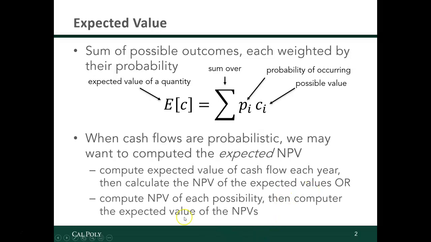Or you can compute the net present value of each possibility first. Maybe that's a little simpler. You've got a 10% chance of these cash flows, a 20% chance of these cash flows, and a 30% chance. Well, all the possibilities have to add up to 100%. So let's say we've got these possible cash flows, their probabilities add up to 100%, and we compute the net present value of each of those possibilities, then compute the expected value of those net present values. So the quantity in that case is the net present value, we take their possible values and weight them by their probability of occurring and sum them up.